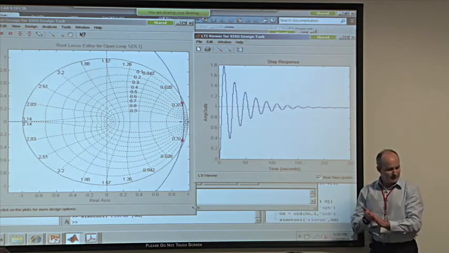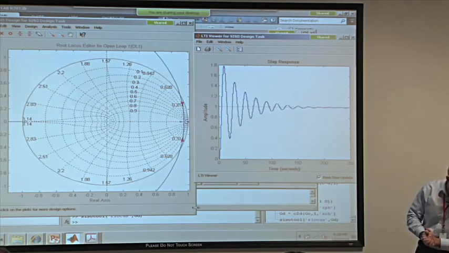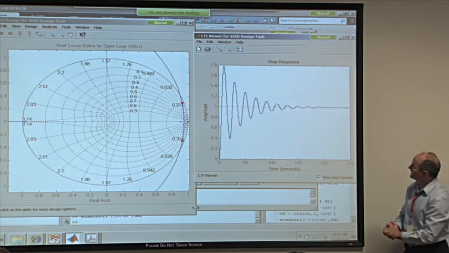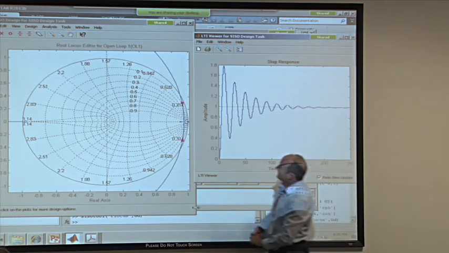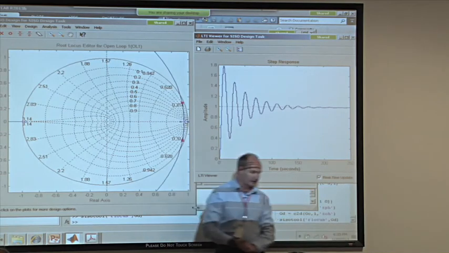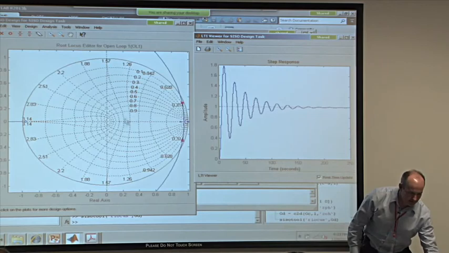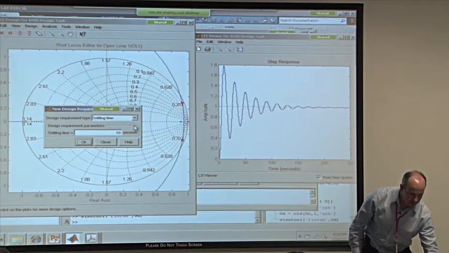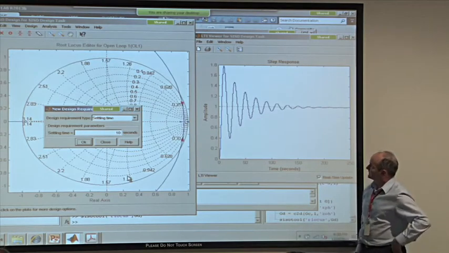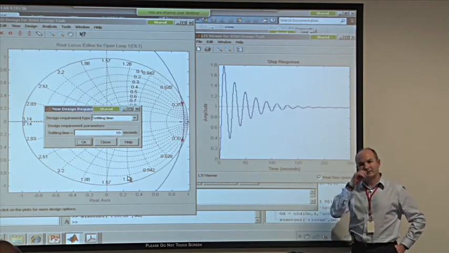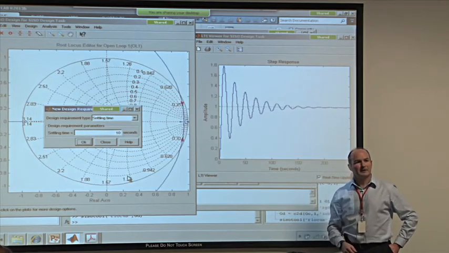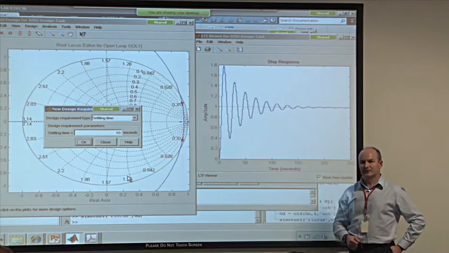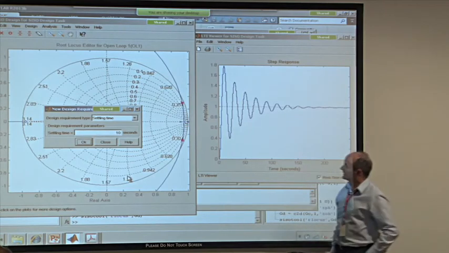Now, we were looking for a peak overshoot of 16% and a settling time of 10 seconds. So let's begin by setting some design constraints on the unit circle. I will right-click in here and select Design Requirements. The first of which, it seems to have remembered from the last time I did this seminar, was a settling time of 10 seconds. When I click OK, it's going to mark out a region in the unit circle corresponding to where, wherever I put the poles, it'll meet the 10-second settling time.